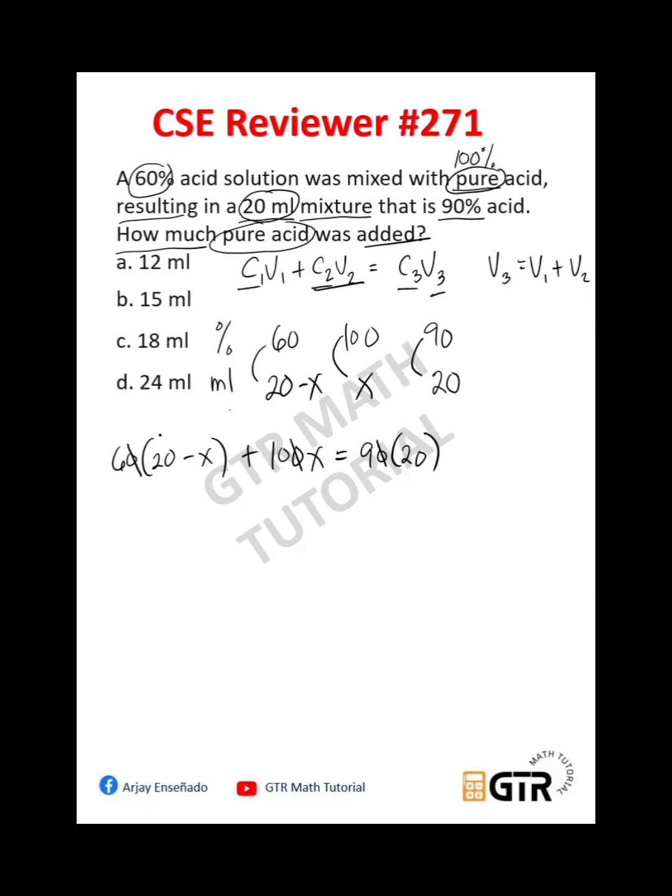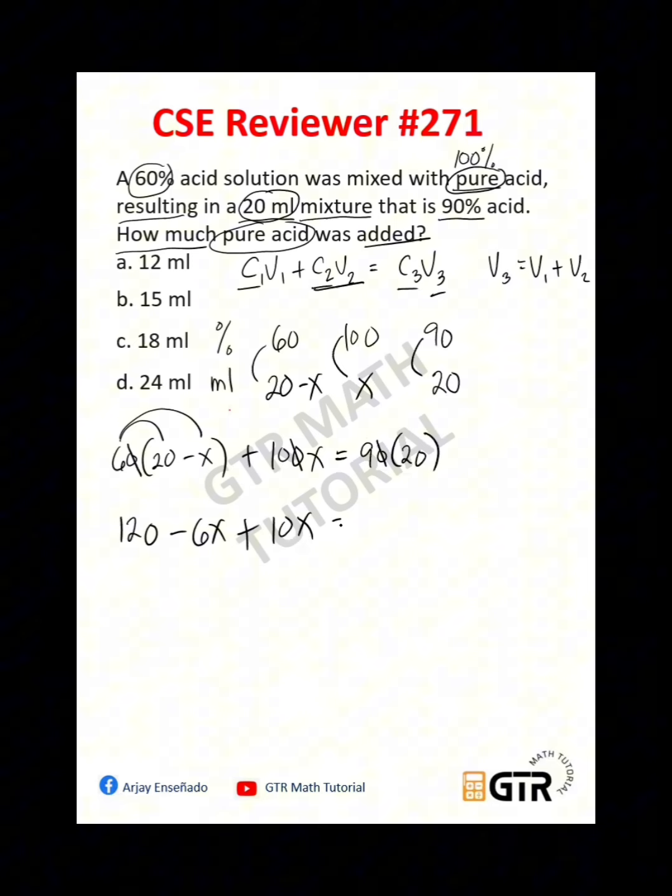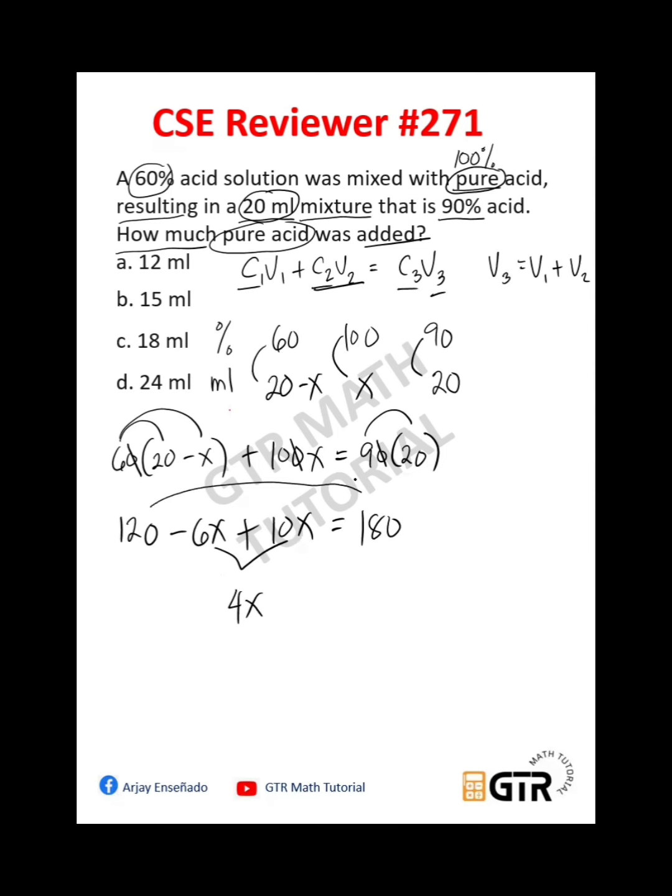And then let's distribute. So this will be 6 times 20. We have 120. 6 times negative x, we have negative 6x, plus 100x now will become 10x, equals 9 times 20, that is equal to 180. Combine this, negative 6x plus 10x, that is equal to positive 4x. Put 120 to the other side of the equation by subtracting 120 to both sides. So this will cancel out. 4x is equal to 180 minus 120. So that will be 60.